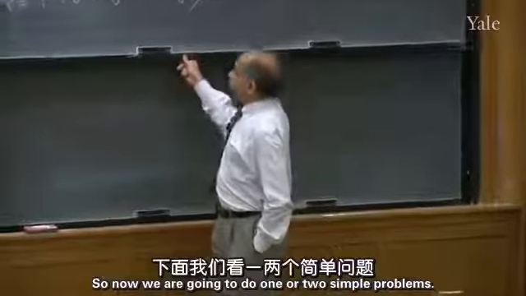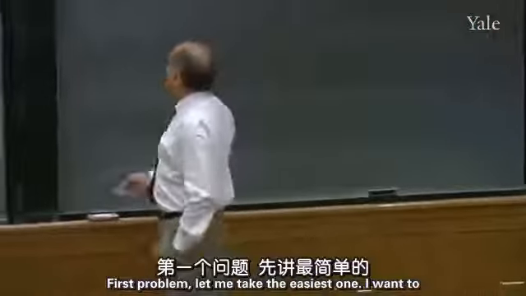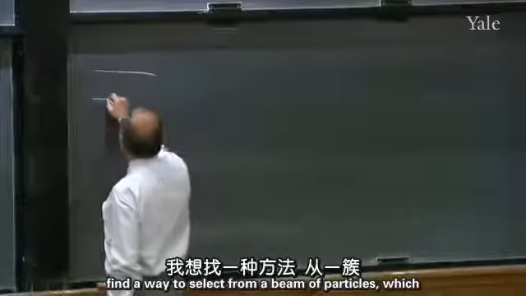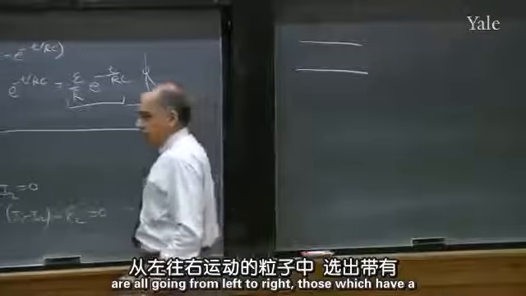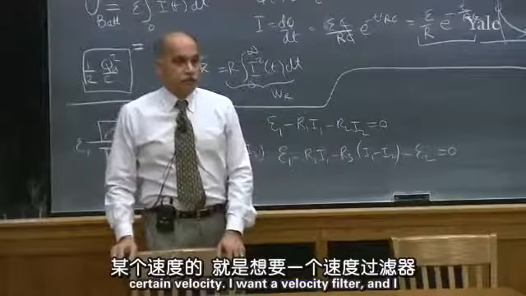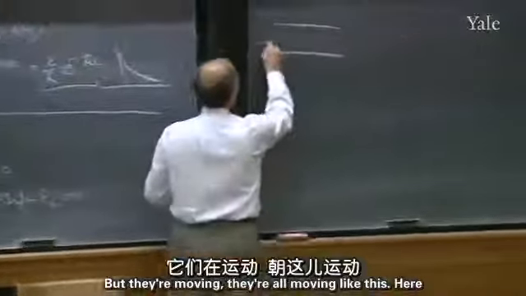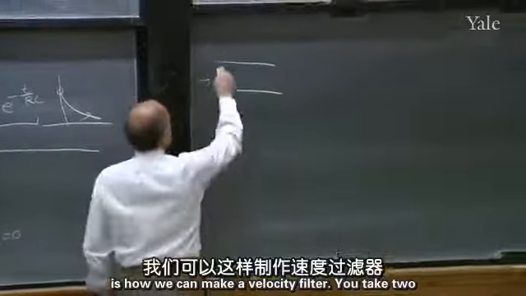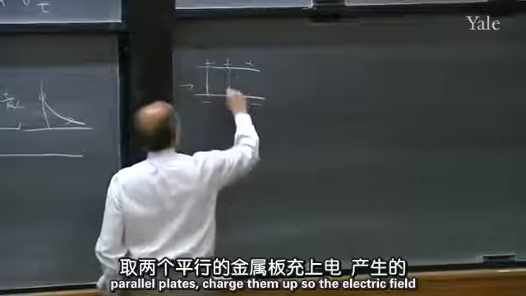Okay, so now we are going to do one or two simple problems. First problem, let me take the easiest one. I want to find a way to select from a beam of particles which are all going, say, from left to right, those which have a certain velocity. I want a velocity filter. And I cannot see them microscopically, they're little guys, but they're all moving like this. Here's how we can make a velocity filter. You take two parallel plates, charge them up so the electric field looks like this.